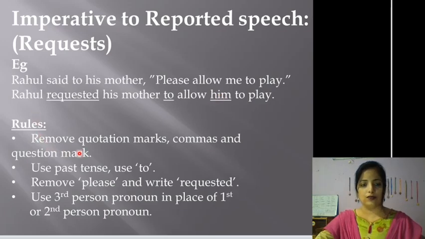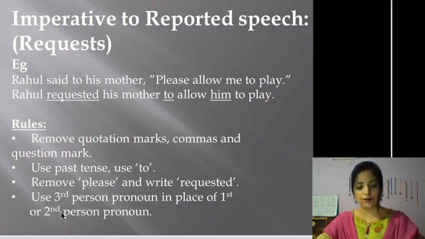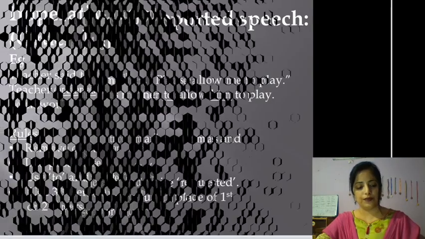So what are the rules? Remove quotation marks, commas and question mark if there is any. Use past tense. We can see past tense. If it was an extended sentence where tense was involved, we would have seen the tense change also. But in this example, there is no tense change. Use to. We can see the word to. Remove please and write requested. That I already explained. Here requested is there. And the last rule you have already understood. Let's move on to the next type of sentence.